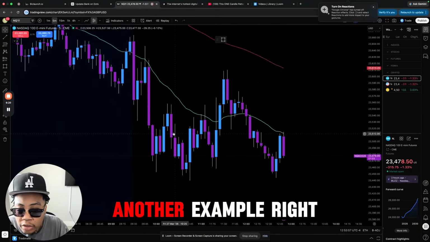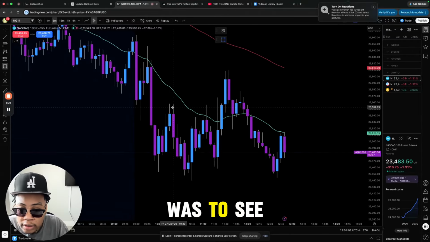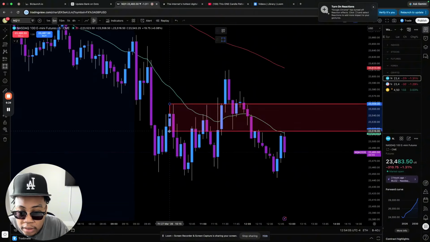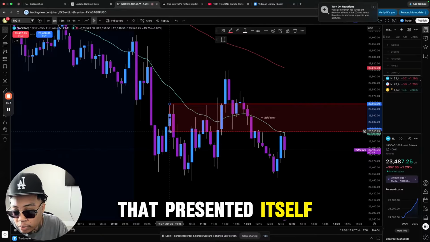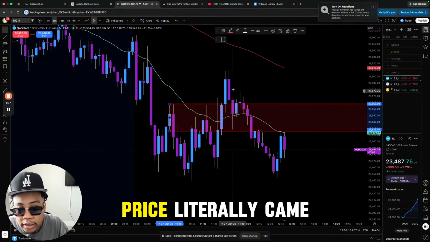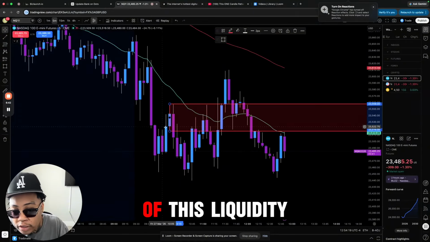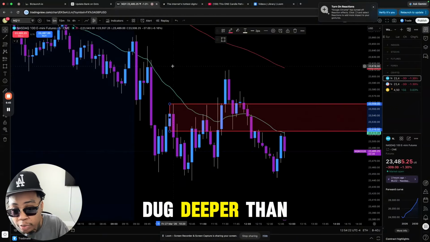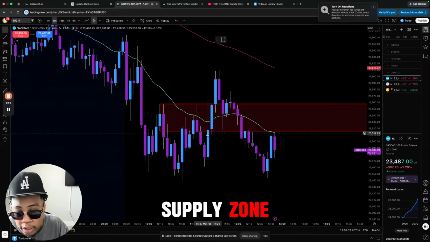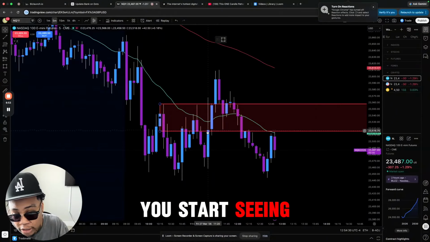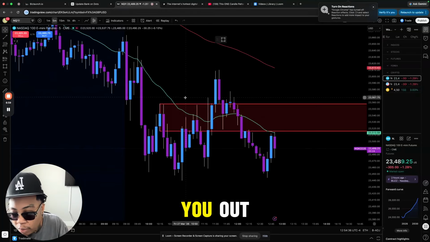Now here's another example, right? This happened at 10:15. If y'all was to see this setup, this is another liquidity grab. This is another supply zone right here that presented itself. After this move, price literally came up and grabbed all of this liquidity. Now this liquidity dug deeper than this one, right? So say if this is your supply zone and you got in as soon as you started seeing this wick rejection right here, price literally came up and stopped you out.